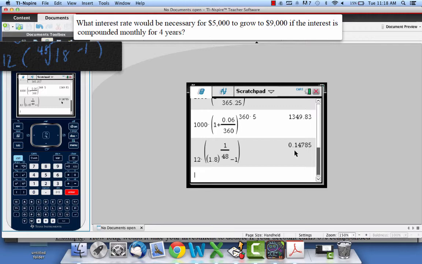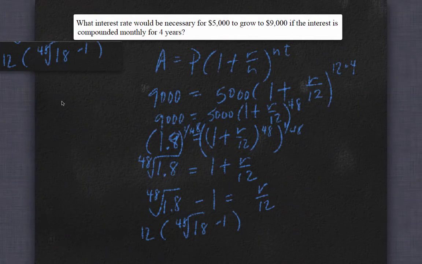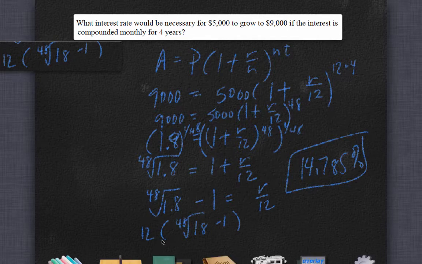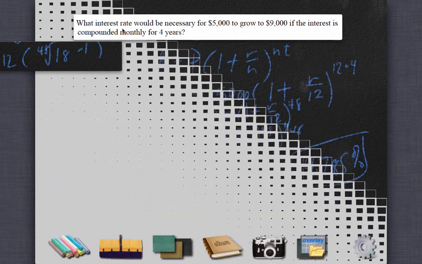Okay, so 14.785%. That's very huge, but you think about it, to almost double your money in 4 years, you'd have to have a pretty serious rate.